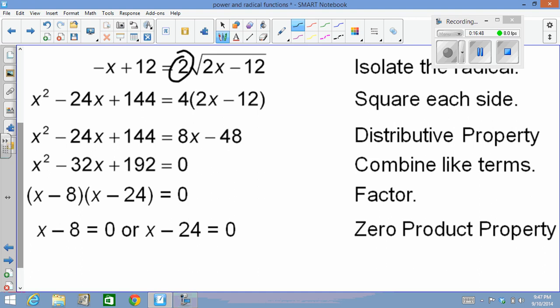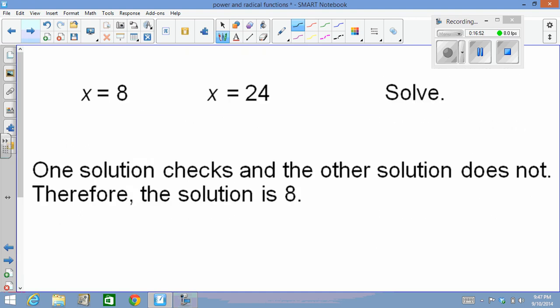When I do that, I'm going to get 2 answers. The 2 answers that I get are 8 and 24. You need to actually substitute them back into the equation. When you do that, the 24 does not work. So that means the only solution in this case is going to be 8.